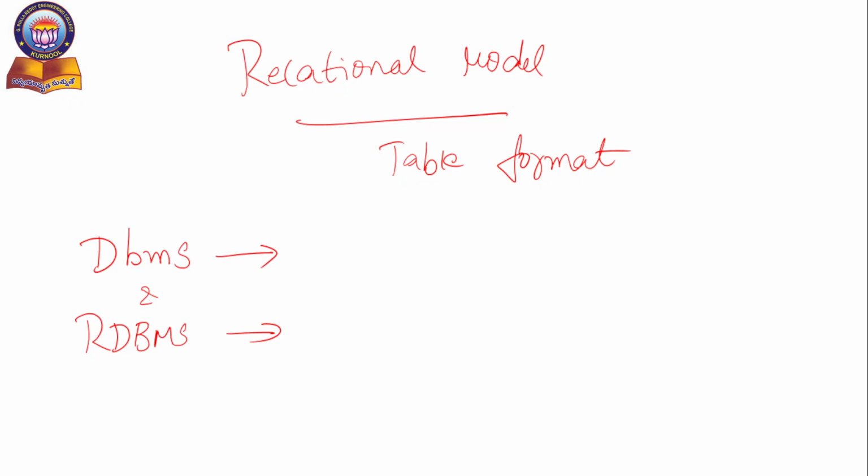In a database management system, the data will be stored in file format. Coming to the relational database management system, the data will be stored in table format. This is the basic difference between DBMS and RDBMS. In DBMS, the data is stored in file format. In RDBMS, the data is stored in table format. This is the simple basic difference between DBMS and RDBMS. Next, move to the relational model. First one is the introduction. Introduction to the relational model.